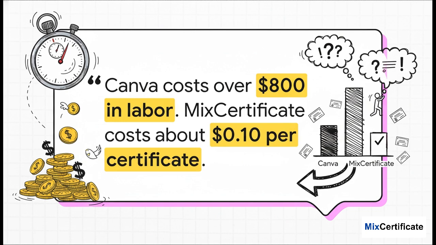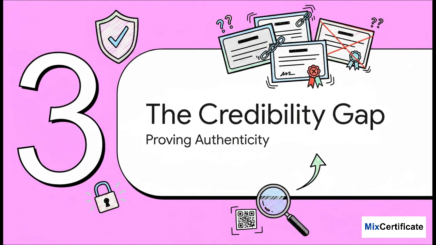With the specialized tool, the cost is just a few bucks. This really shines a light on the hidden cost of using the wrong tool for the job. But speed and efficiency are only half of the story. Let's talk about something that's arguably even more important: the credibility gap.